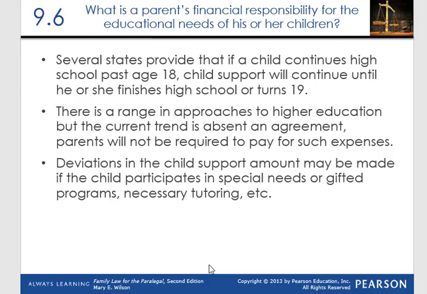Several states provide that if a child continues high school past age 18, child support will continue until he or she finishes high school or turns 19. That's the case in the state of Ohio. There is a range in approaches to higher education, but the current trend is absent an agreement, parents will not be required to pay for such expenses. That is also the case in the state of Ohio. You are not legally required to pay for anything for your child once they have emancipated or attained typically age 18, or 19 if they're still in high school or graduated high school.